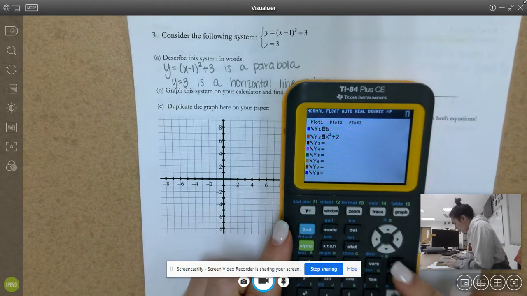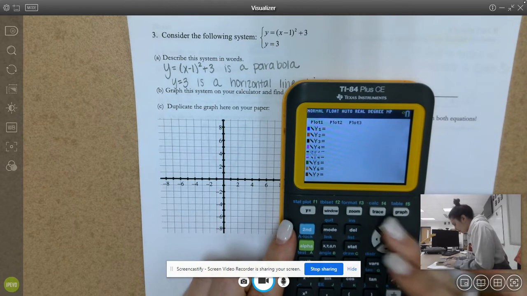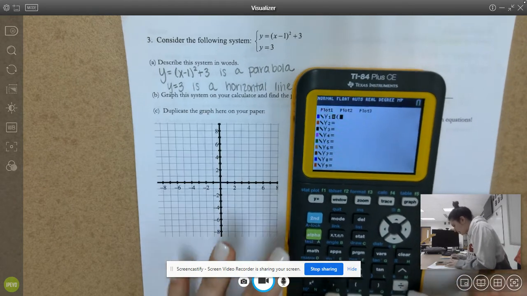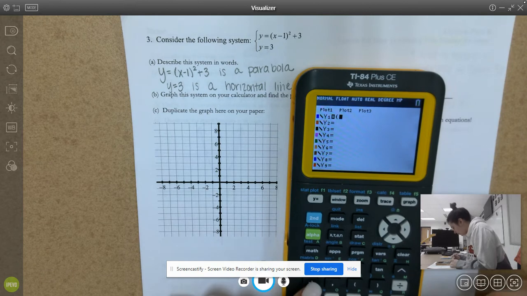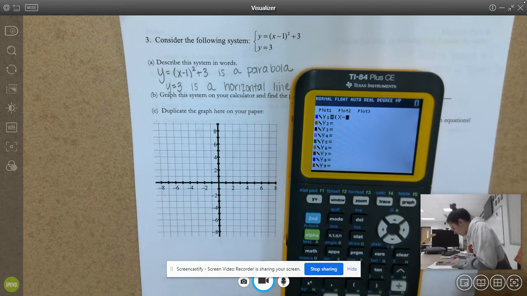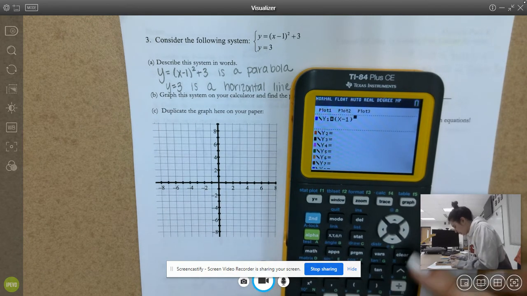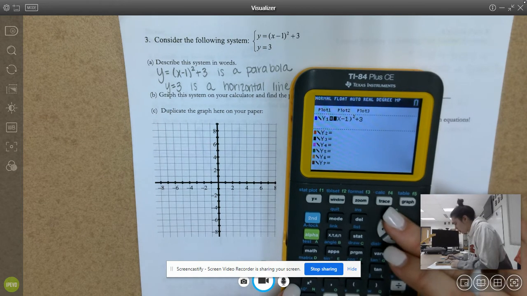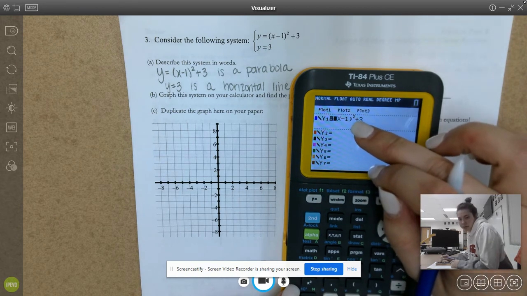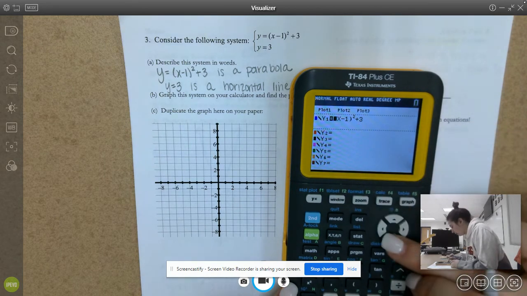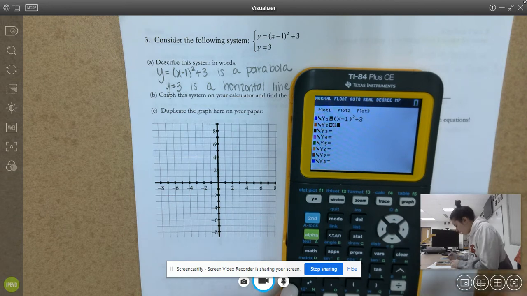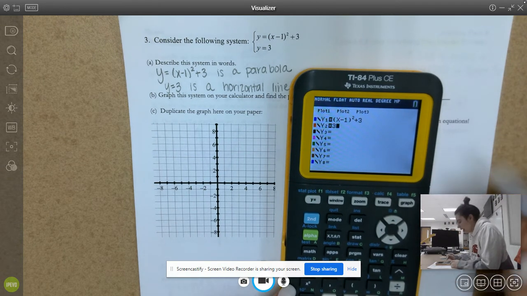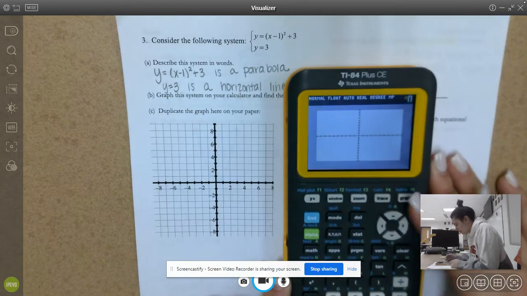So let's go ahead and graph this. Parentheses, x minus 1, close parenthesis, caret squared, plus 3. Make sure when you do that, you move your caret back to the side so you can add 3 at the end. And then our horizontal line is just where y is 3, and we can go ahead and hit graph.